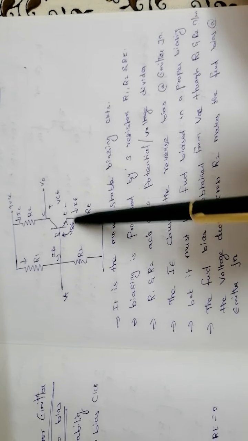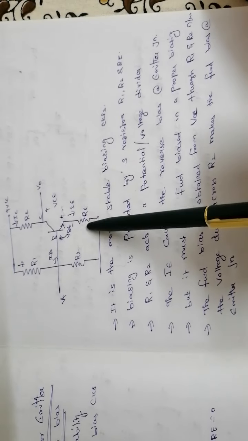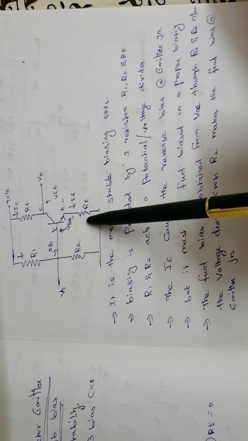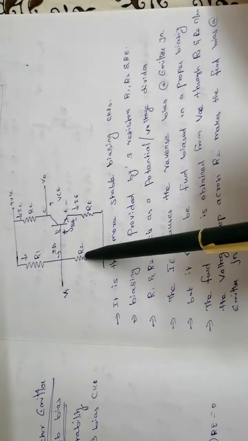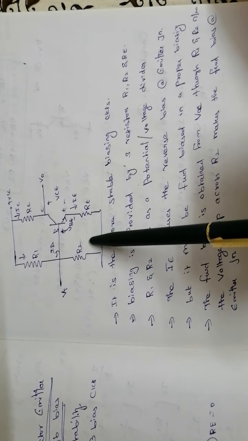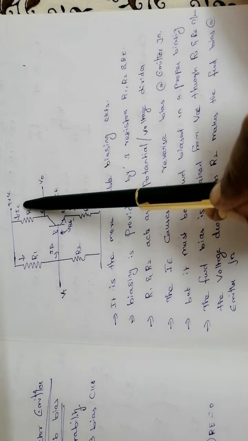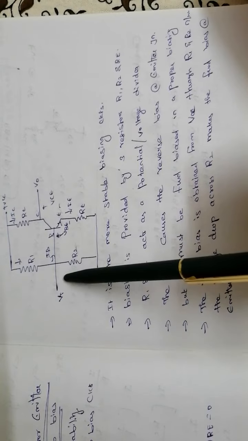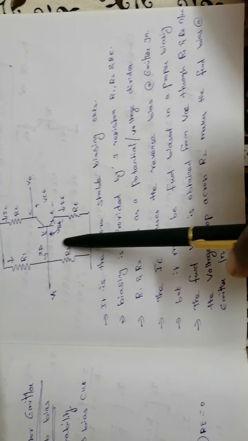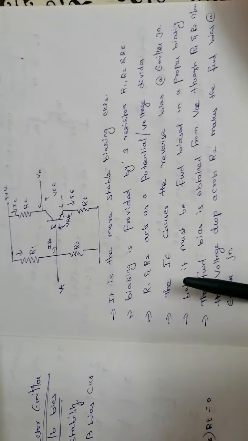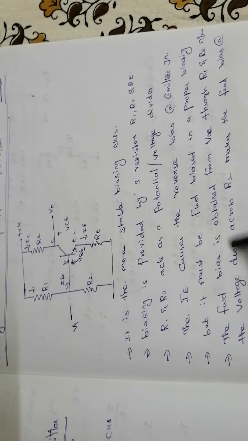So this emitter resistance causes the reverse bias. To overcome this reverse bias, this potential divider resistor is used to get a forward bias. How is it achieved? The power supply VCC through the R1 and R2 resistors, the voltage drop across R2 becomes a forward bias at the emitter junction. In that way, we can achieve forward biasing. So this is the overall explanation of this circuit.